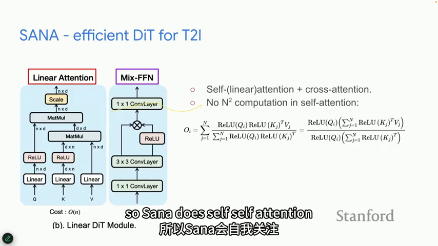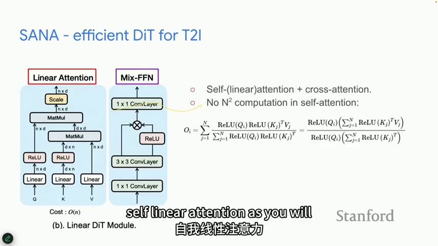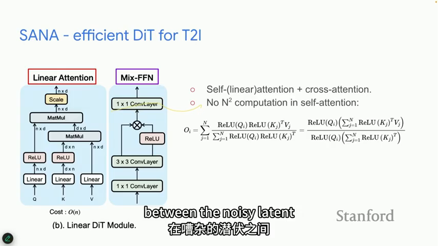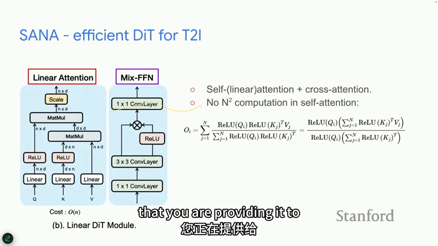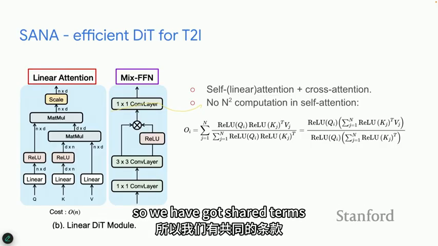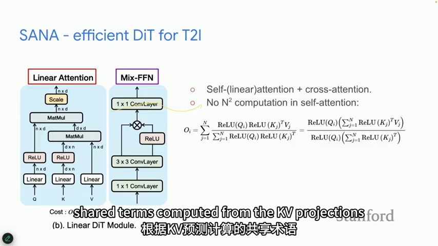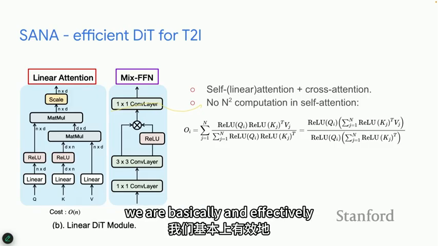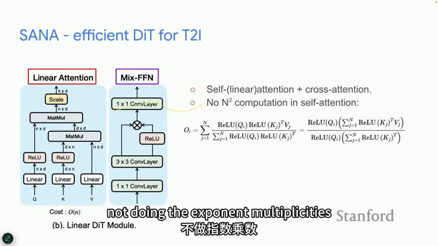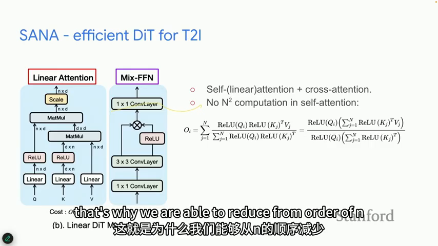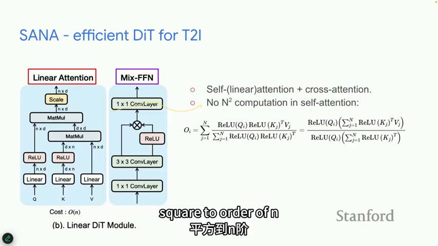So SANA does self-attention, linear self-attention, as you will, but it still does cross-attention to model the dependencies between the noisy latents as well as the text prompts that you are providing to it. And there's no n-squared computation happening in the self-attention, and the equation makes that clear. We have shared terms computed from the KV projections, and these are reused for all the queries. This way, we are effectively not doing the n cross n multiplications, and all of the multiplications are upper bound to n. That's why we are able to reduce from order of n squared to order of n.